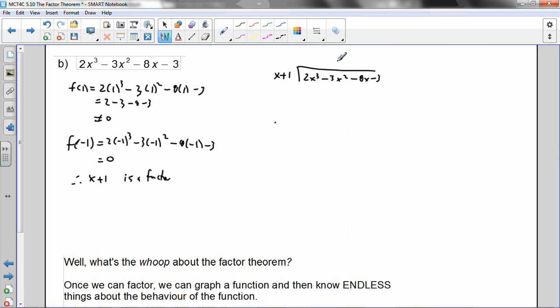And then off we go into long division. 2x squared will work. Subtract. Minus 8 comes down.